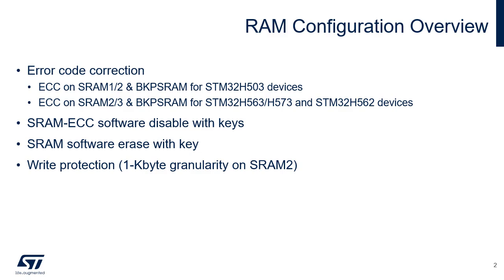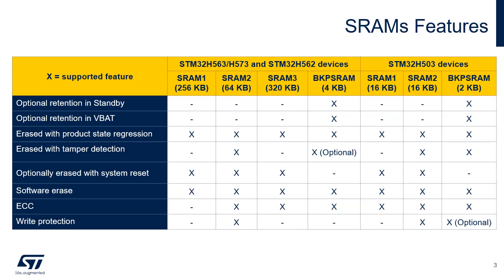The STM32H503 microcontroller differs from STM32H56X and STM32H573 regarding the SRAM features. STM32H503 supports ECC on SRAM1, SRAM2, and backup SRAM. STM32H56X and STM32H573 support ECC on SRAM2, SRAM3, and backup SRAM. SRAM3 is present only in STM32H56X and STM32H573. This table summarizes the features of the internal SRAMs.